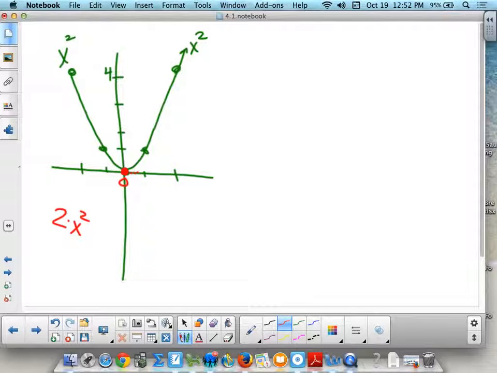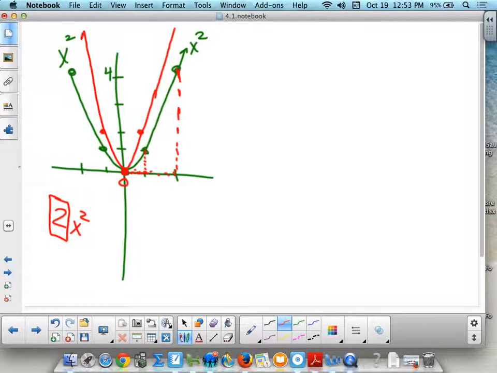Now watch this one. Over 1, up 1. That's the parent. You're going to take the parent and double the height. Over 1, up 2. What about this one? Over 2, up 4. No, this is going to be up 8. If you could picture that, that's 8. So here I come, I'm coming down. And I'm going to hit this point and shoot back up and go straight up like this. So this red one is 2x squared. Does that make sense?